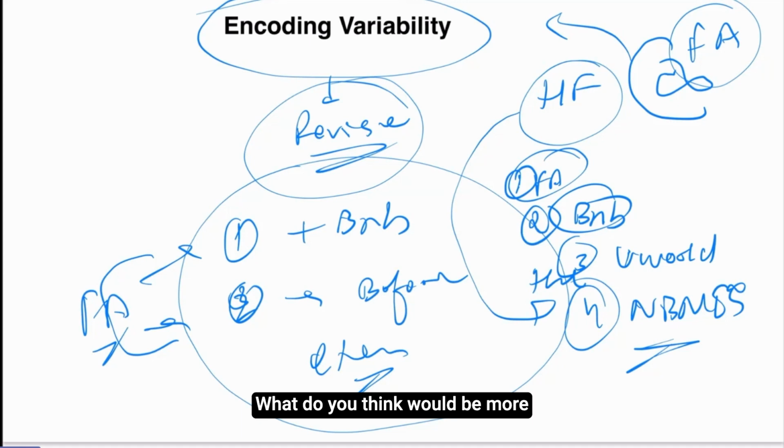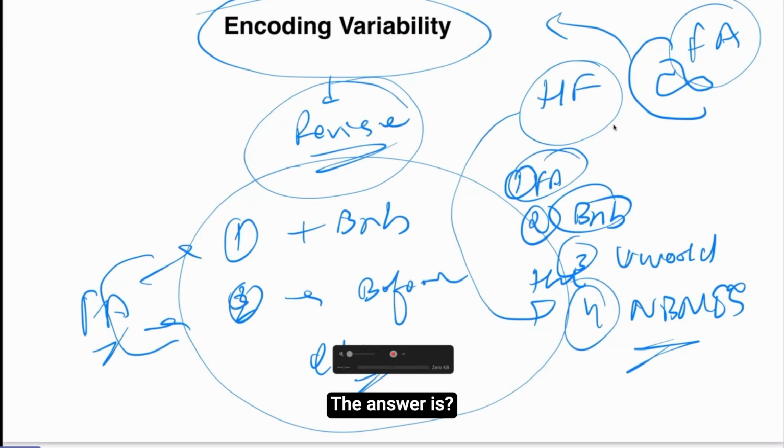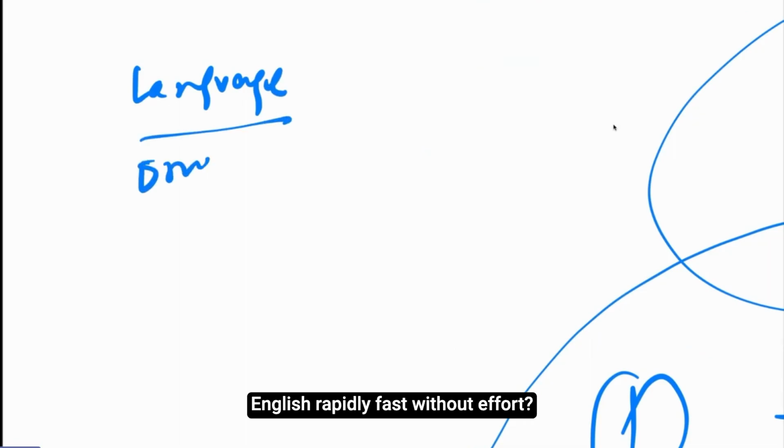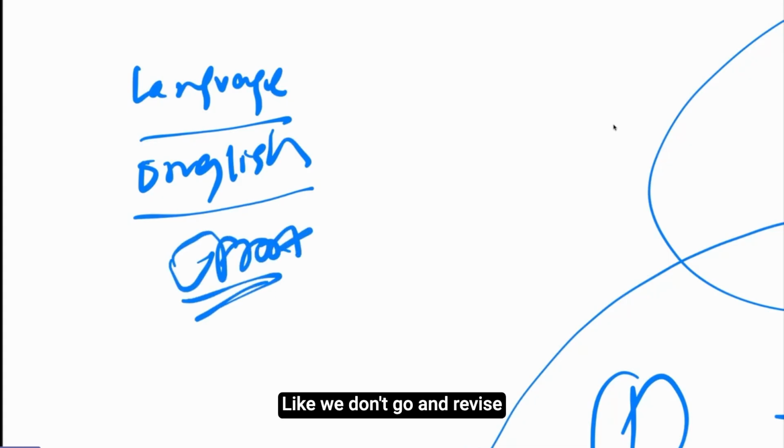What do you think would be more fun and more enjoyable and will give you the highest retention? The answer is different ones. That's what research shows us. If you look at language, why are we able to learn, let's say, Hindi, English? Why are we able to learn English rapidly without effort? Like we don't go and revise all the grammar, nouns, vowels over and over again. Why are we able to do that? The answer is encoding variability.